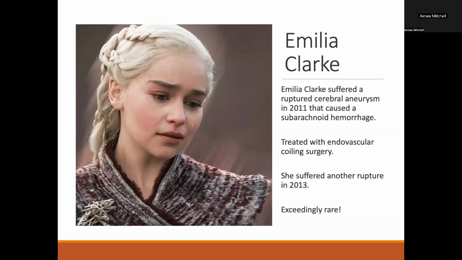It happened twice. For her, they treated her with endovascular coiling. Basically they deploy a coil into the artery to block off blood flow. And then it happened again 2 years later. So this is a real life example of subarachnoid hemorrhage and ruptured aneurysms, which is really rare. And it's really rare that it happened twice in the same patient. So she's really lucky that she survived.